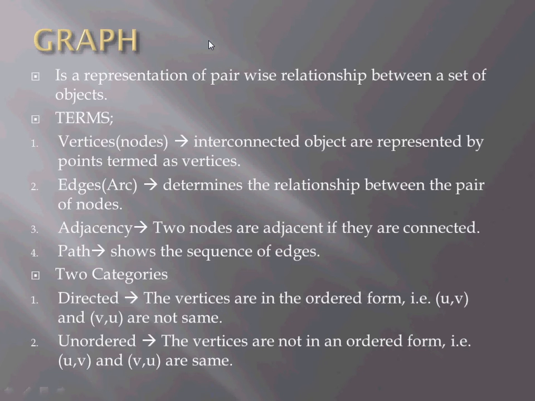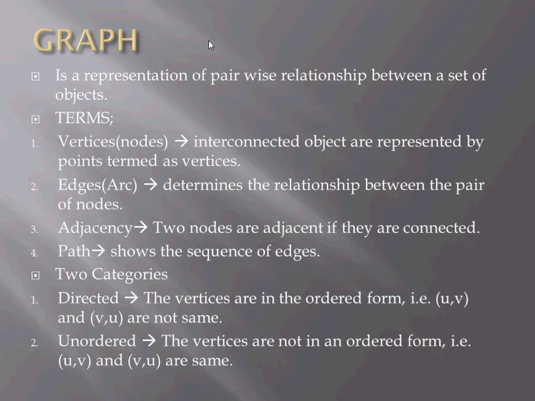So a graph is a representation of pairwise relationships between a set of objects. What that means by a set of objects, we'll see later. The objects are also called vertices, or nodes. Interconnected objects are represented by points termed as vertices.